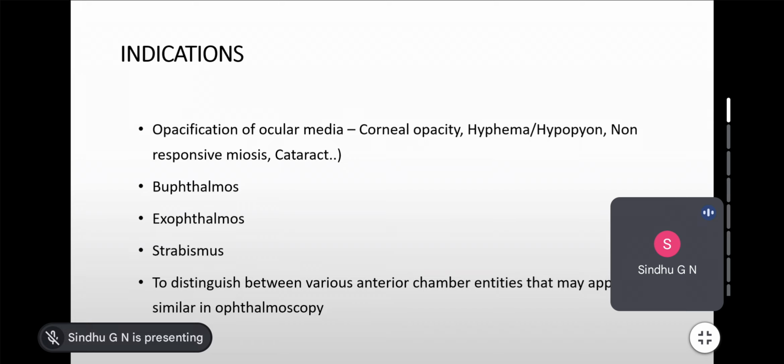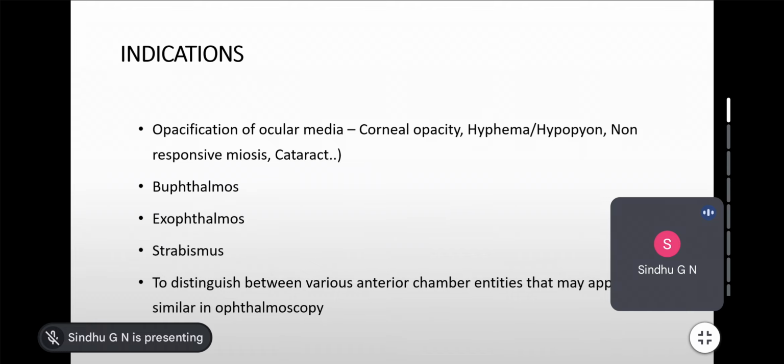Then strabismus or squint, a lateral deviation of the eyeball, or to distinguish between anterior chamber entities. Sometimes it can be a cyst or it can be a tumor. To differentiate what it is, we can rely on ultrasonography.